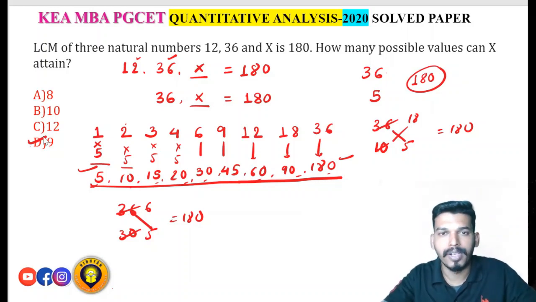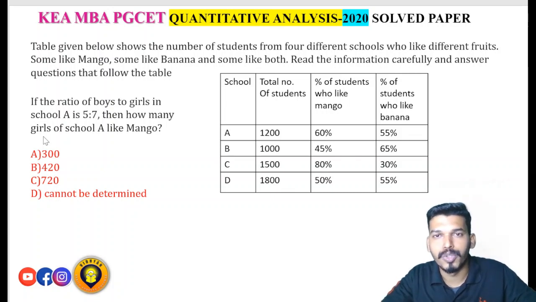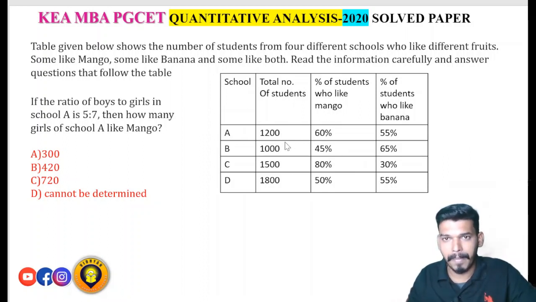Okay, next one. The table given below shows the number of students from 4 different schools who like different fruits. Some like mango, some like banana and some like both. Read the information carefully and answer the questions that follow the table. So here schools A, B, C, D are given, with the total number of students, and how many students like mango and how many like banana, and both.